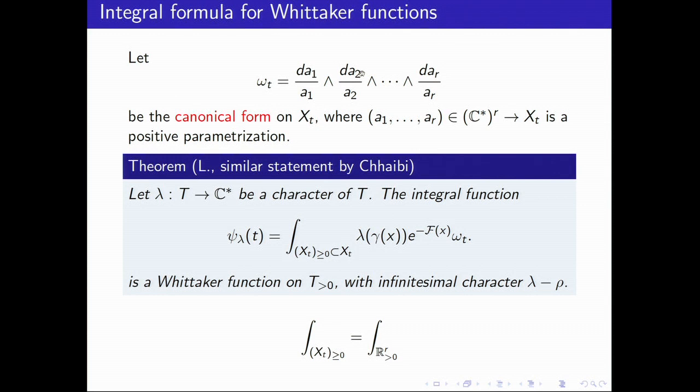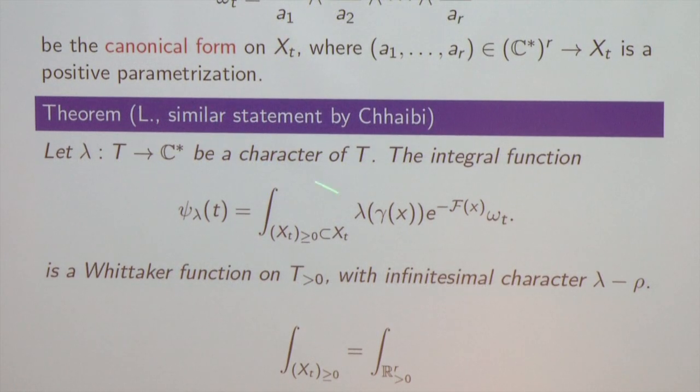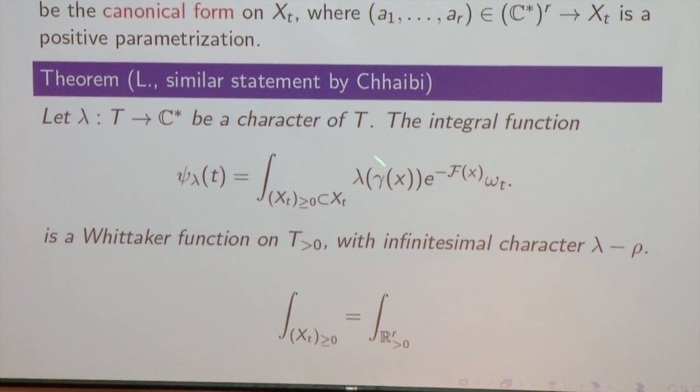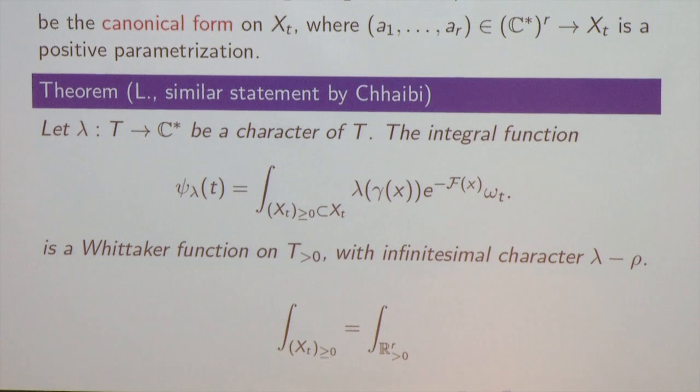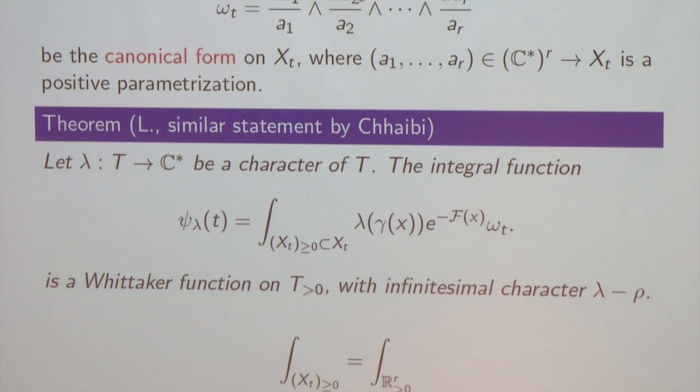So the theorem I want to talk about is this. You fix a character of the torus, and then you define this integral, which I'll describe. I have to define it and go through this a bit more carefully, but basically, it's some integral over the geometric crystal, and it's a Whittaker function, so it's a solution.